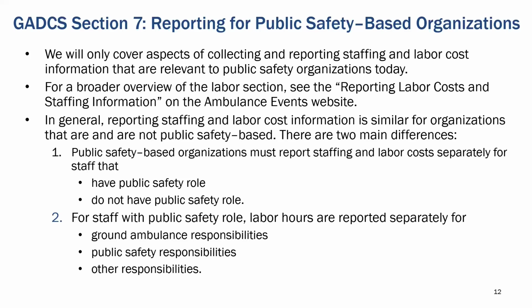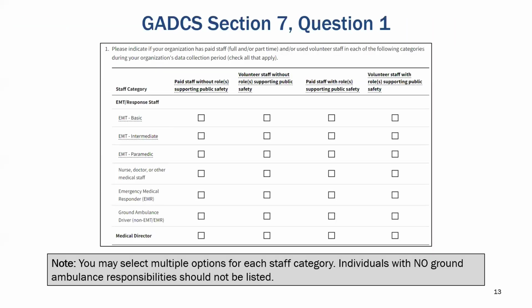Moving on to the next slide. As a reminder, we will only highlight aspects of this specific section specific to public safety organizations. For a broader overview of the labor section, see our labor-specific presentation at CMS's Ambulance Events website that was shown on the third slide. In general, reporting staffing and labor costs is similar for organizations that are and are not public safety based. The main difference is that organizations that are public safety based must report staffing and labor costs separately for staff that do and do not have public safety responsibilities. We will give some examples in later slides.